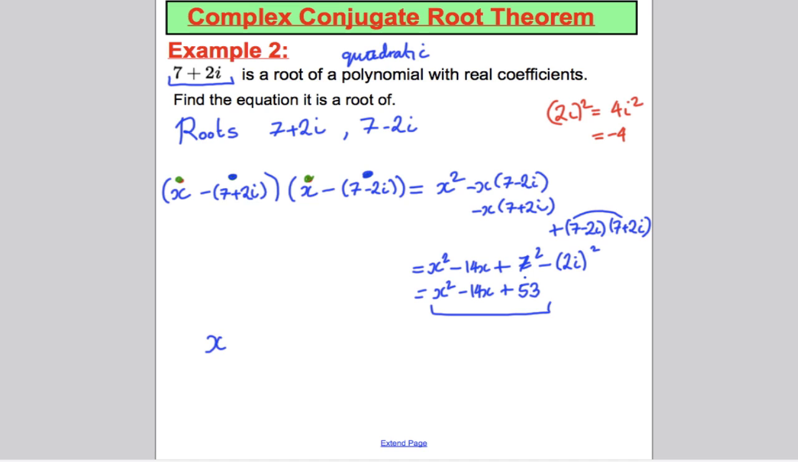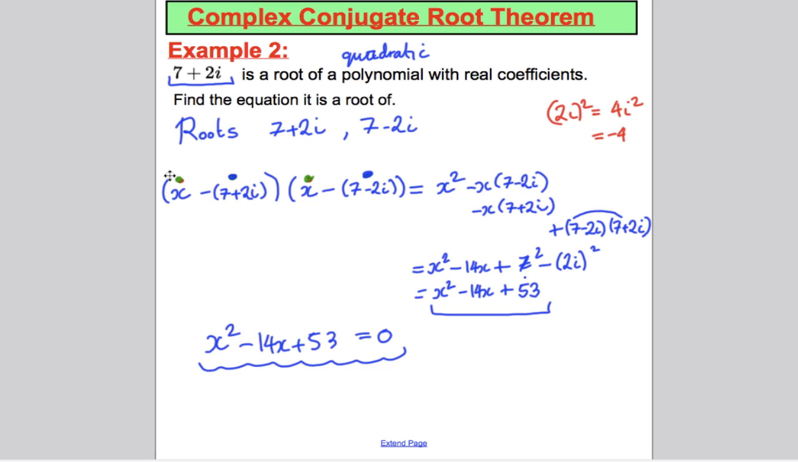So the equation that you solved to get those roots must have been x squared minus 14x plus 53, and that equals 0. That must have been the equation you solved to get these roots. Okay, I'm going to continue developing the idea.